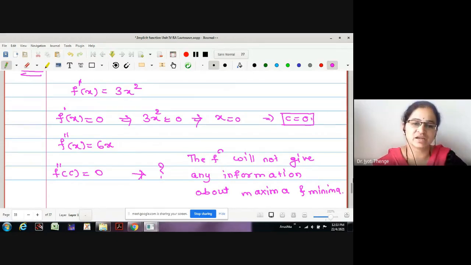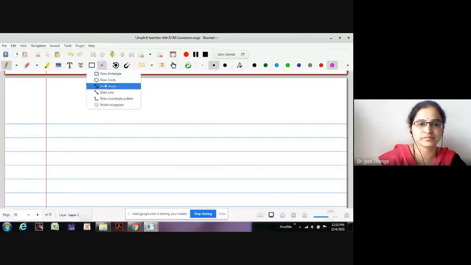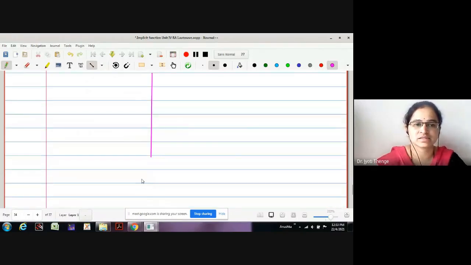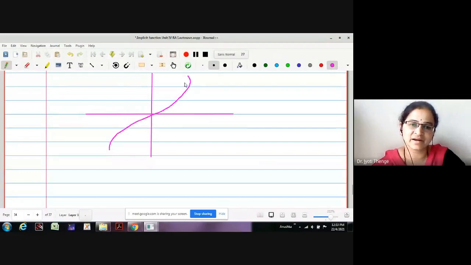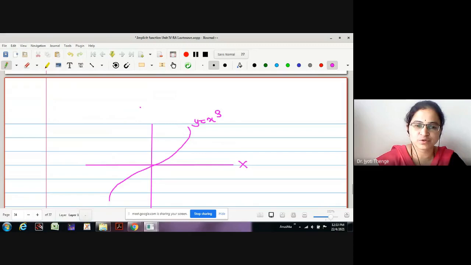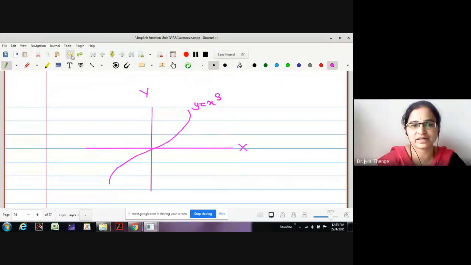Let us check why it is not giving us the nature. Can anyone tell me what is the graph of the function x cube? Is it of this type? y equal to x cube, the nature of the function is of this type. Actually, this is a slope. I was unable to draw it neatly.